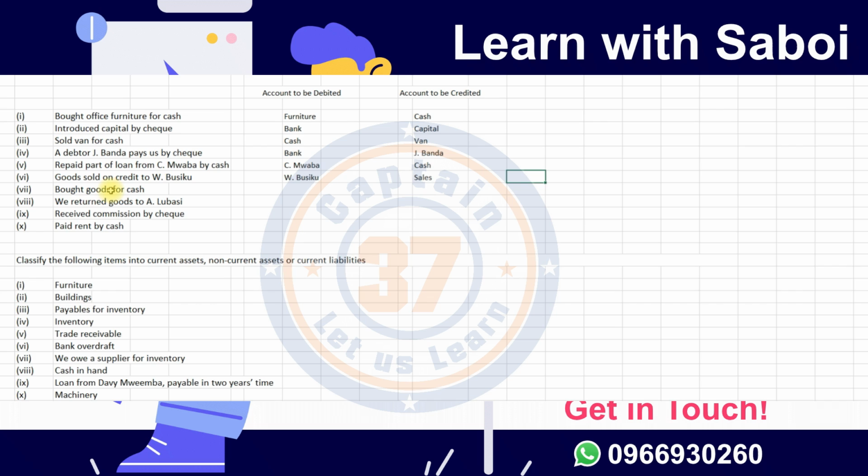Number 7, bought goods for cash. When the question says bought goods, then we're talking about purchases. Purchases. We're buying.